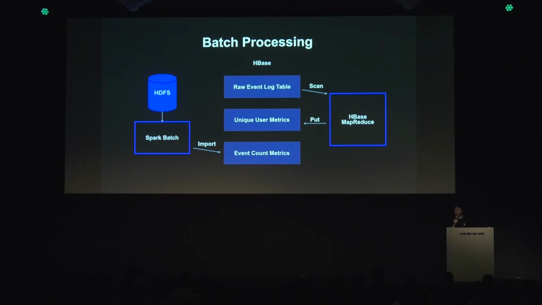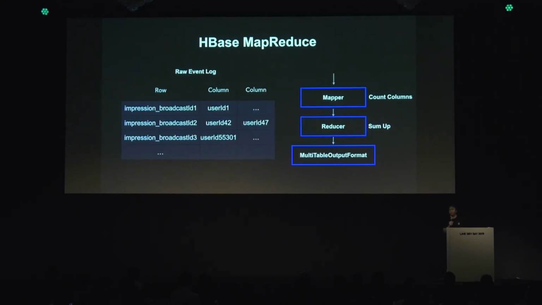from the log, but for non-unique user, we would import into the HBase the aggregated event count from LINE Ads platform. And for unique user count, we need to have the raw event log in HBase with the optimized schema, and then we need to run the map reduce.